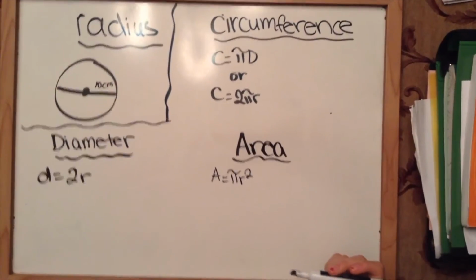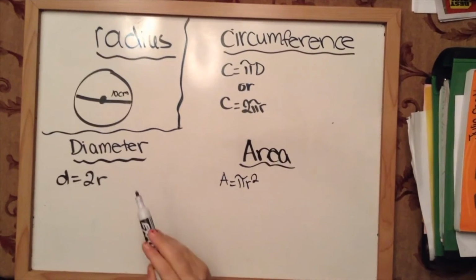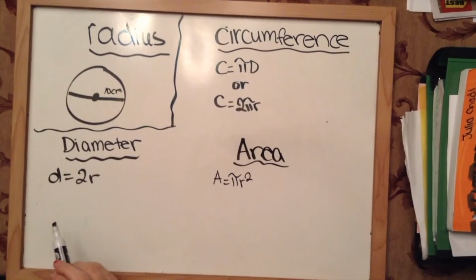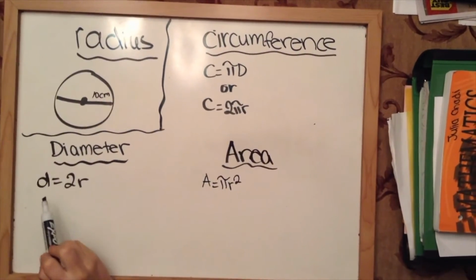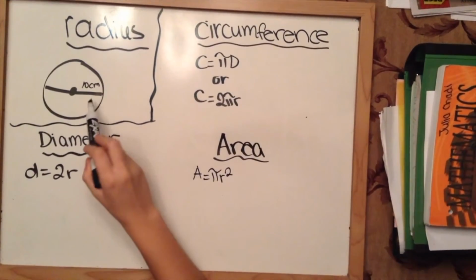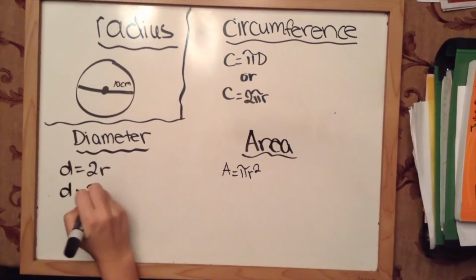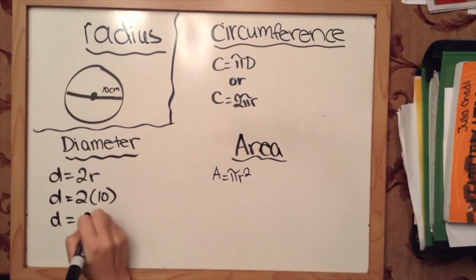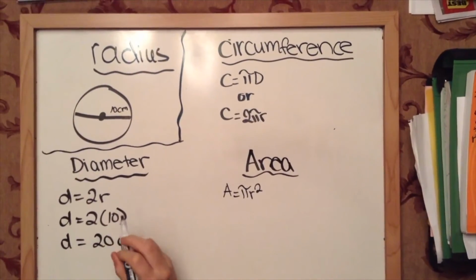The last example. We have here a radius of 10 and we want to figure out the diameter. We always start with the formula for diameter. The formula for diameter is d equals 2r. I'm going to replace the r with the radius that they give me, which is 10 centimeters. So d equals 2 times 10. D equals 20 centimeters. So 20 centimeters is your diameter.